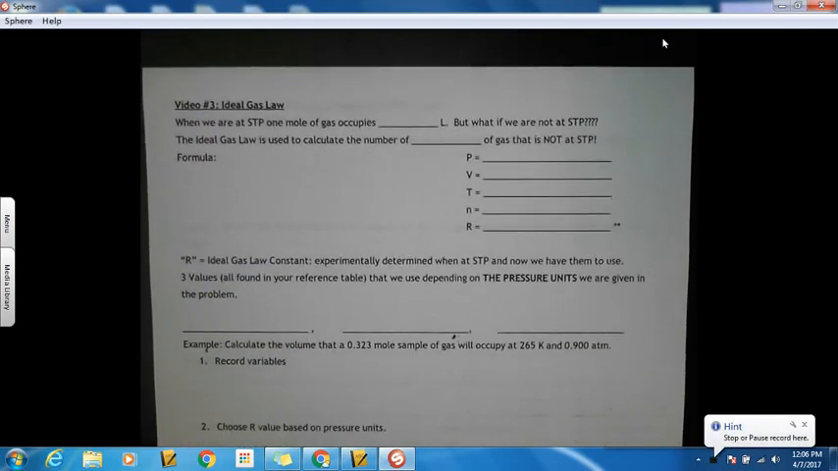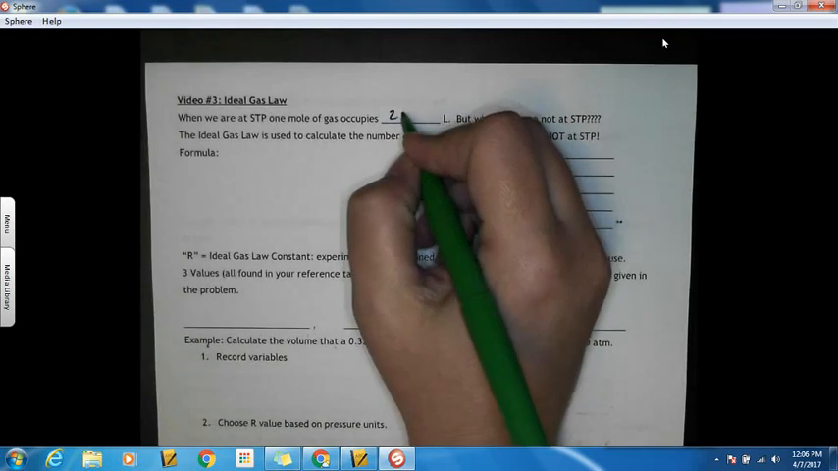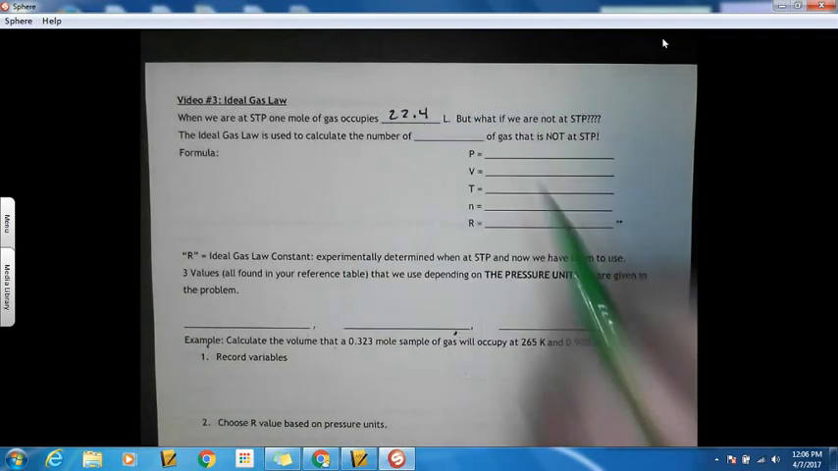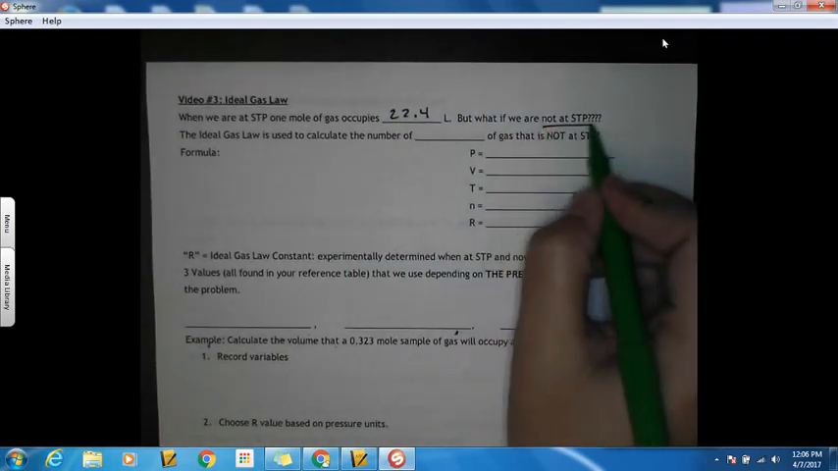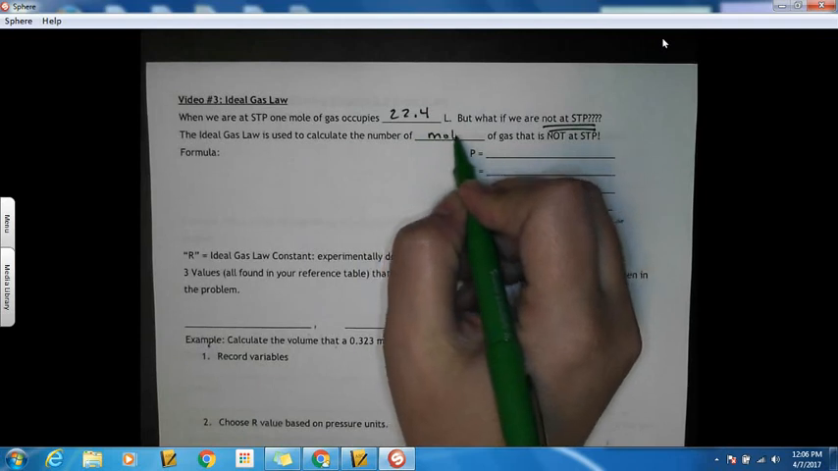Alright, so in this video we're going to talk about the ideal gas law. We learned previously that when we are at STP, 1 mole of a gas occupies 22.4 liters. But what happens when we are not at STP? The ideal gas law allows us to calculate the number of moles of gas when we are not at STP, and that's the important piece there. We can also use it when we are at STP, and that's actually how we use the variables together.